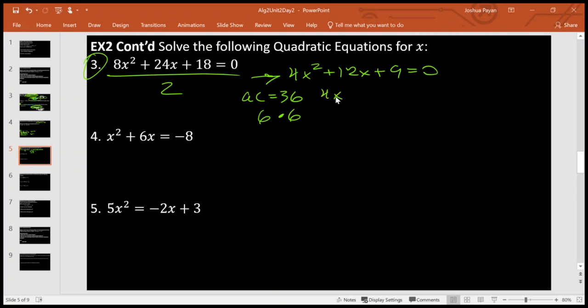So let's go ahead and get to factoring. Split bx into those two 6's.